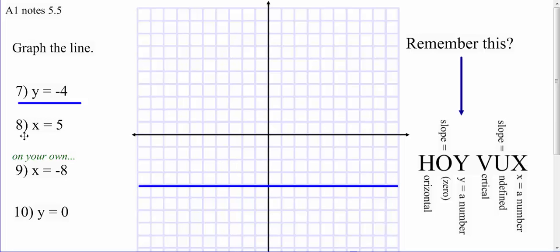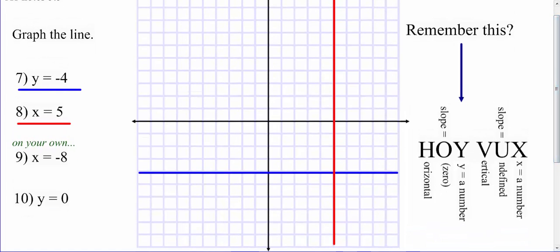All right, let's try another one. X equals 5. I'm going to use red this time, and you can see the VUX part of this comes into play. So vertical lines have an undefined slope, and they're always x equals some number. In this case, it's 5. 1, 2, 3, 4, 5. And there is my vertical line. How easy and quick is that?